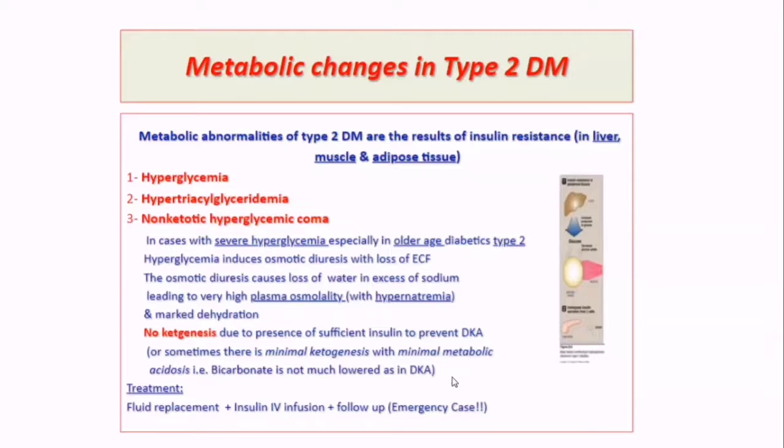So in cases with severe hyperglycemia, especially old age type 2 diabetics, hyperglycemia induces osmotic diuresis with loss of extracellular fluid, and the osmotic diuresis causes the loss of water in excess of sodium, leading to very high plasma osmolality with hypernatremia and marked dehydration. So no ketogenesis due to the presence of sufficient insulin to prevent ketoacidosis. Or sometimes there is minimal ketogenesis with minimal metabolic acidosis. So bicarbonates are not lowered as much as in type 1 diabetes.